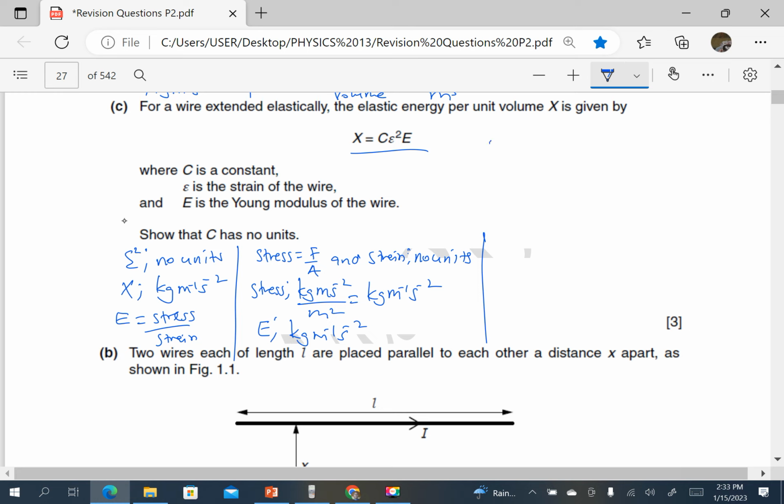So I make C the subject. So C is equal to X over epsilon squared times E. And the units of C will be X, which is kilogram per meter per second squared, over E, which is kilogram per meter per second squared. So you see kilogram cancels, per meter cancels, per second squared cancels. We conclude by saying that C has no units.